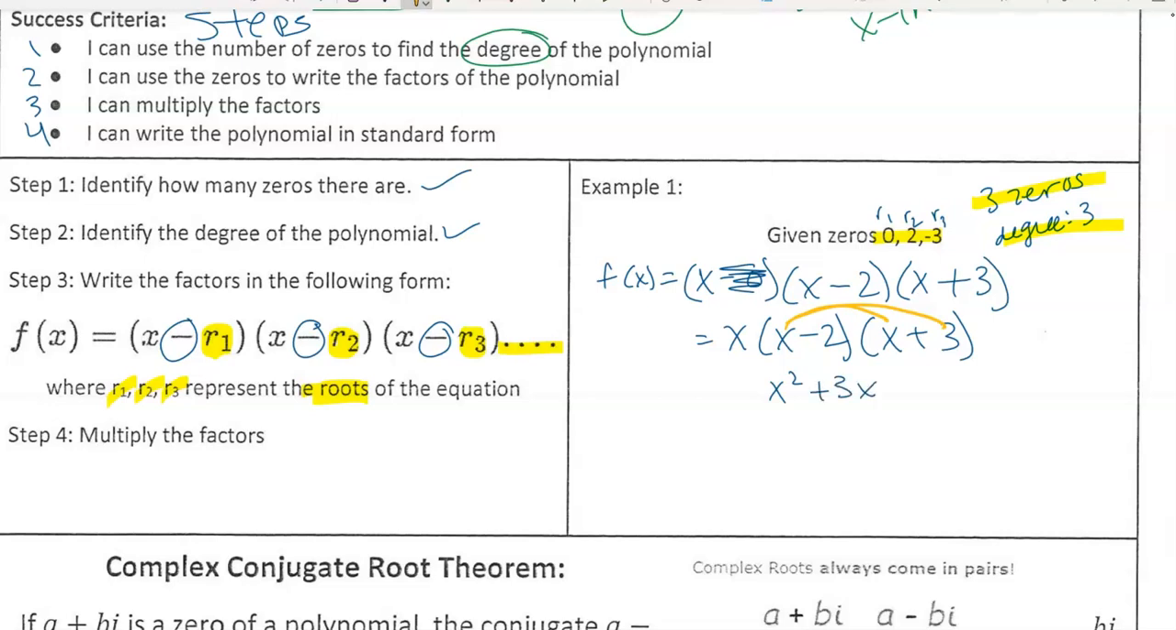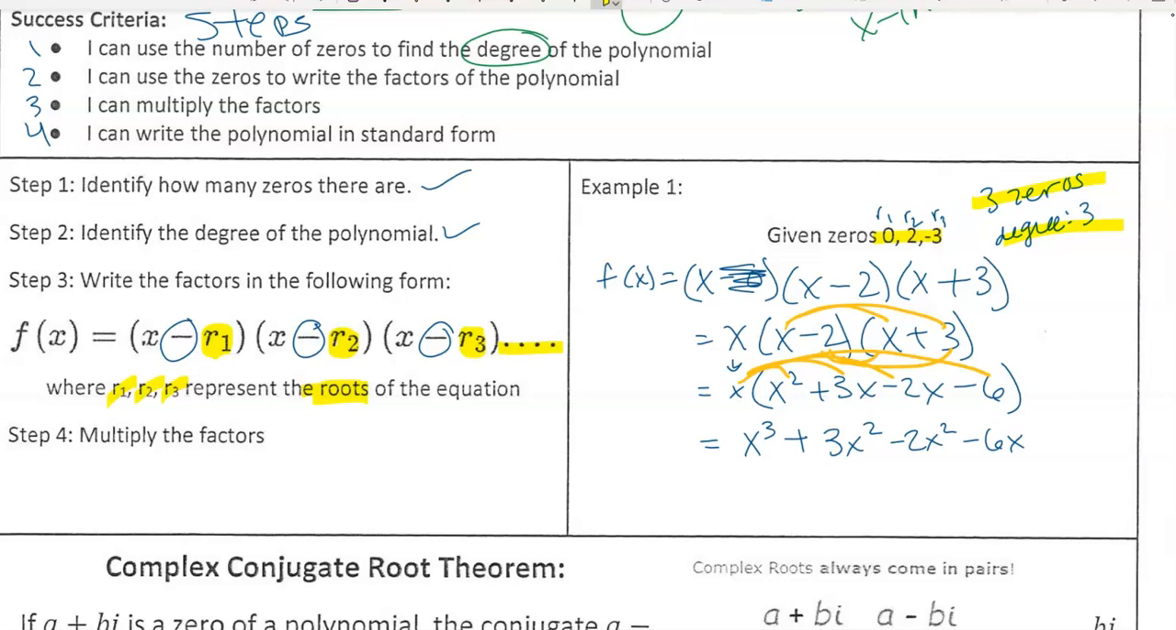Then we move on to the negative 2. Negative 2 times x is negative 2x. And negative 2 times 3 is negative 6. Now, don't forget about that x that was in front. Now we need to distribute that x to all 4 terms. Multiplying x to x squared, we get x cubed. x times 3x is 3x squared. x times negative 2x is negative 2x squared. And x times negative 6 is negative 6x.